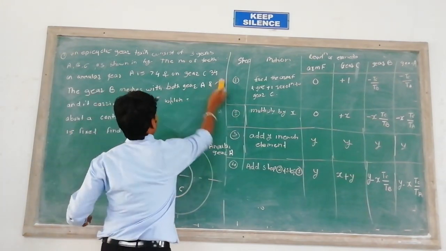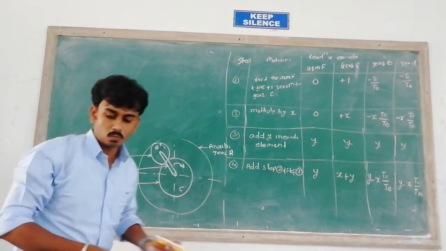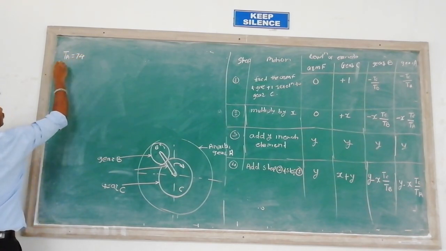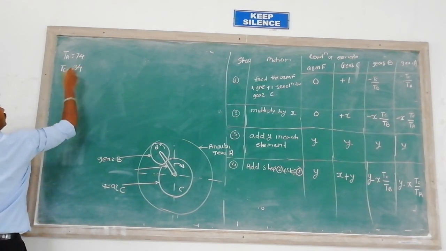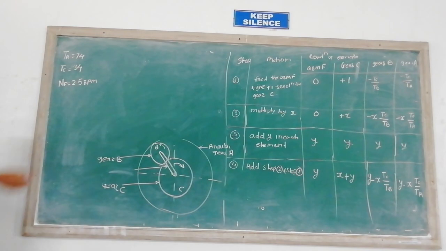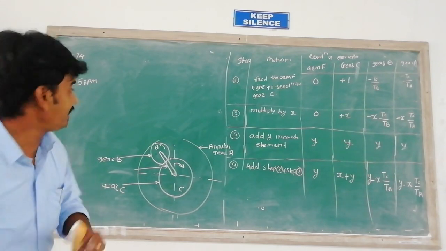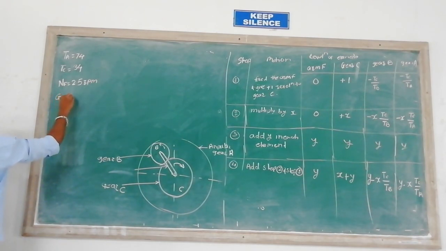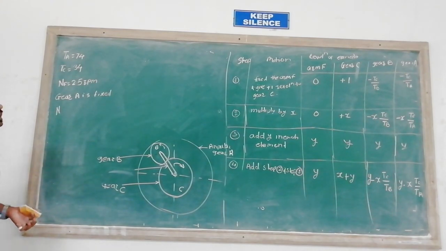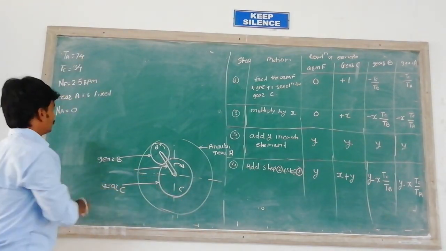Now, what we have to find out. So, what are the things we have been given? The number of tips on gear A is given, that is equal to 74. Number of tips on gear C is equal to 34. The speed of the arm F is given, that is 25 rpm. And they have given that the gear A is fixed. Gear A is fixed means what? The number of revolution performed by the gear A is 0. Therefore, Na is equal to 0. These are the given things.